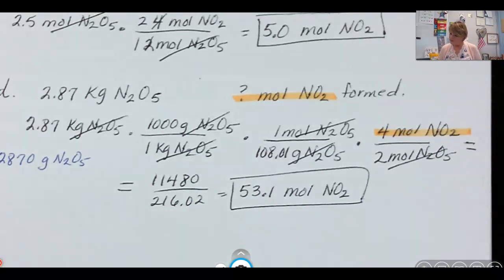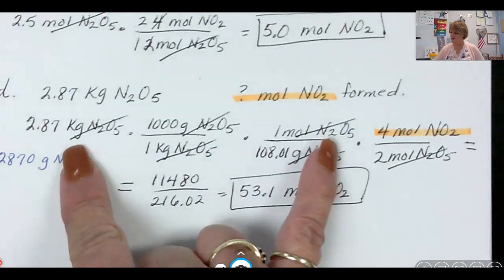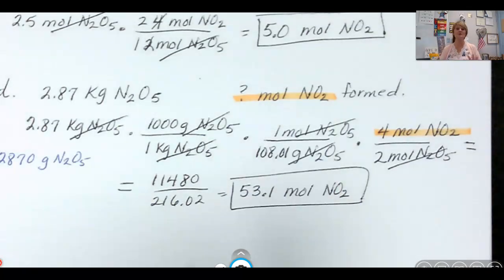Okay, very good. So that again is one, a mole to mole conversion, and then this one was a mass or a gram to mole conversion. So still just a slight less than a gram to gram conversion on that.